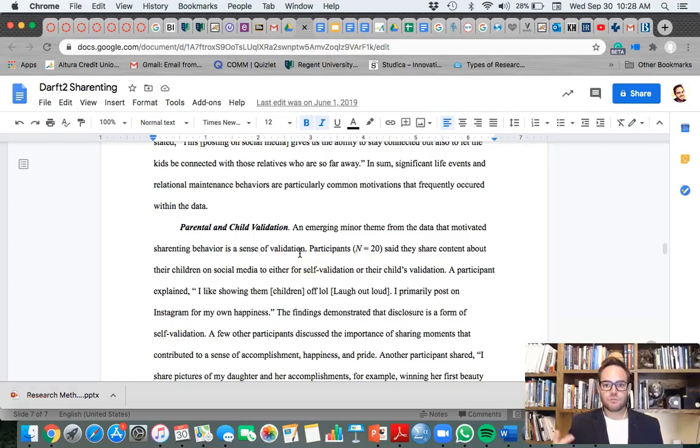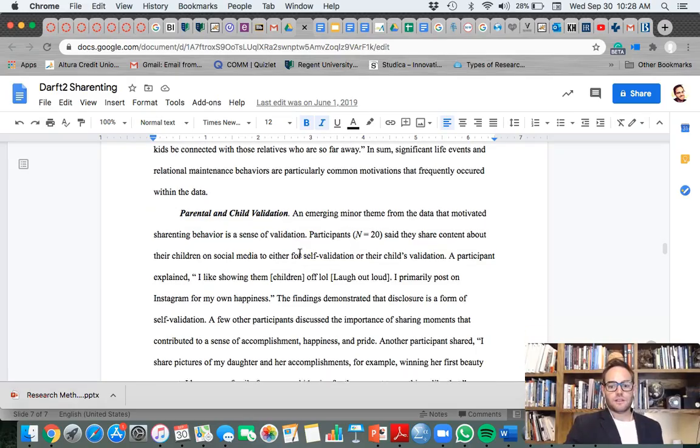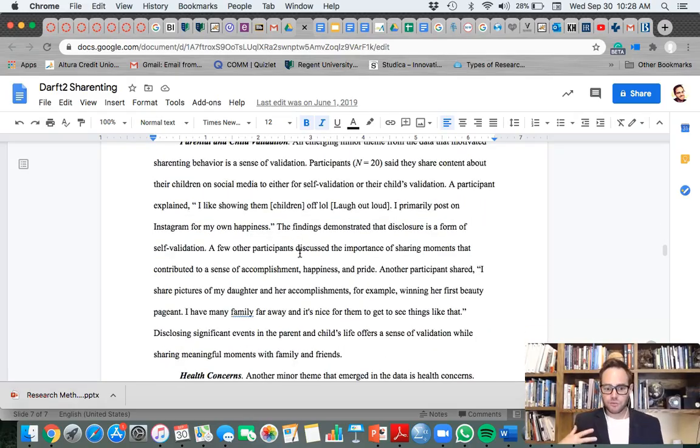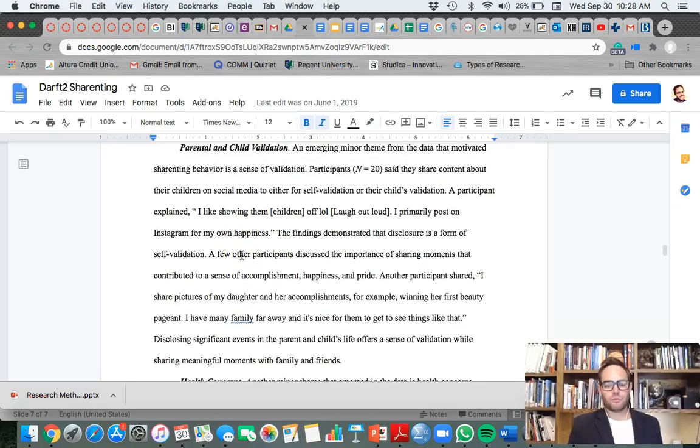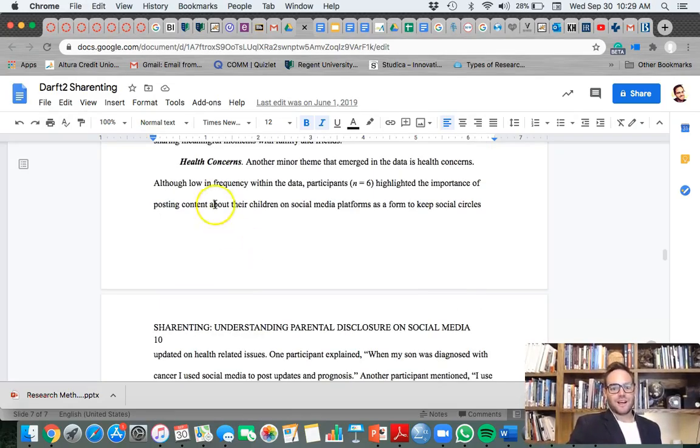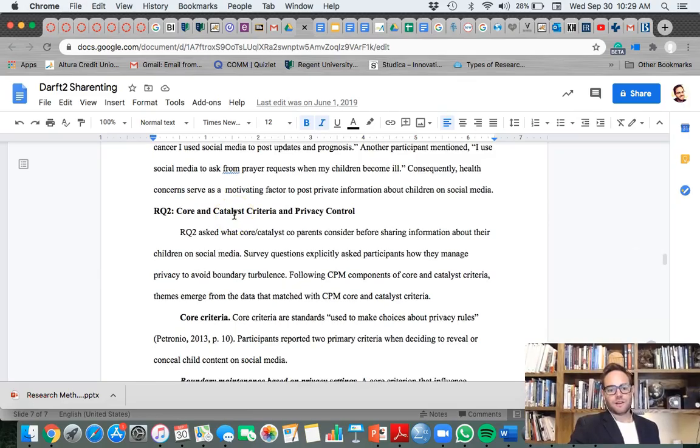So, validating their children by sharing content about them with family and friends. And then some people felt like they needed validation as parents. And so they posted pictures of their children, saying like, oh, look, a humble brag about my parental abilities. Health concerns was a subcomponent of that.